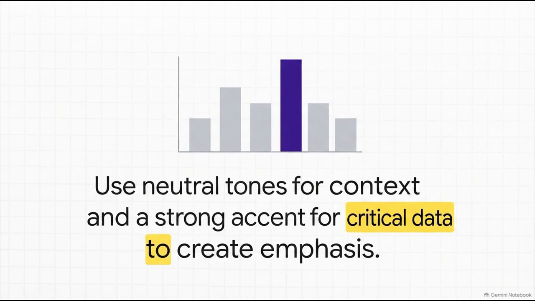Now, when we talk about perceptual emphasis, less is actually more. Instead of making every single bar or dot on a chart bright and colorful, the absolute most effective visualizations rely heavily on neutral tones. By rendering your contextual data in soft grays or muted tones, and then using a single strong accent color just for the critical data point, you create instant perceptual emphasis. The color isn't just there to look pretty anymore. It's actively telling the viewer, hey, look right here, this is what matters.